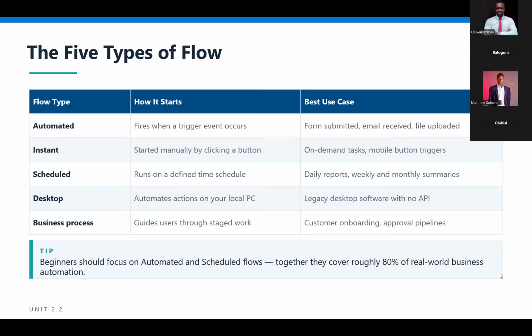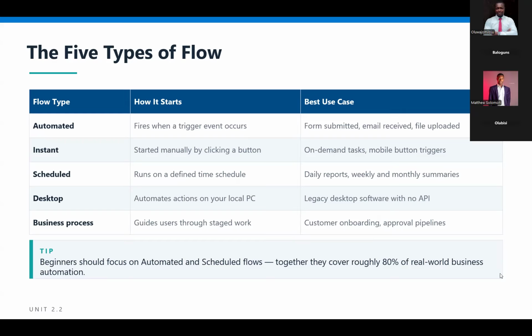Approval pipelines, like, oh, my boss, I want to submit a form. I want to submit an expense to my boss. So it moves from one person to another, and then they approve it. Once they approve, it does that. That's business process.